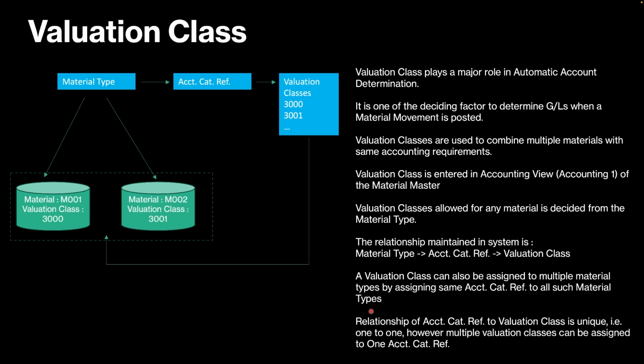And we'll see how material valuation is affected by different price control mechanisms, and how, depending upon different valuation classes, the GLs are called by the system in the background. So see you in the next part of this series on material valuation. Once we cover this material valuation, then we'll discuss automatic account determination and the split valuation process.